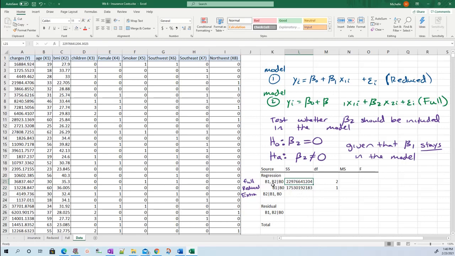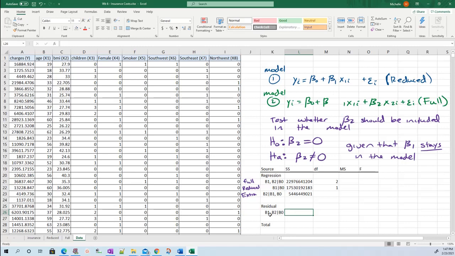Okay? So this is my sum of squares regression for the full model, my sum of squares regression for the reduced model. The extra sum of squares, remember, you always have more sum of squares regression for the bigger model, right? And the amount that you go extra is the extra sum of squares. So what you want to do is take the big model's sum of squares and then minus off the small model's sum of squares. Press enter.